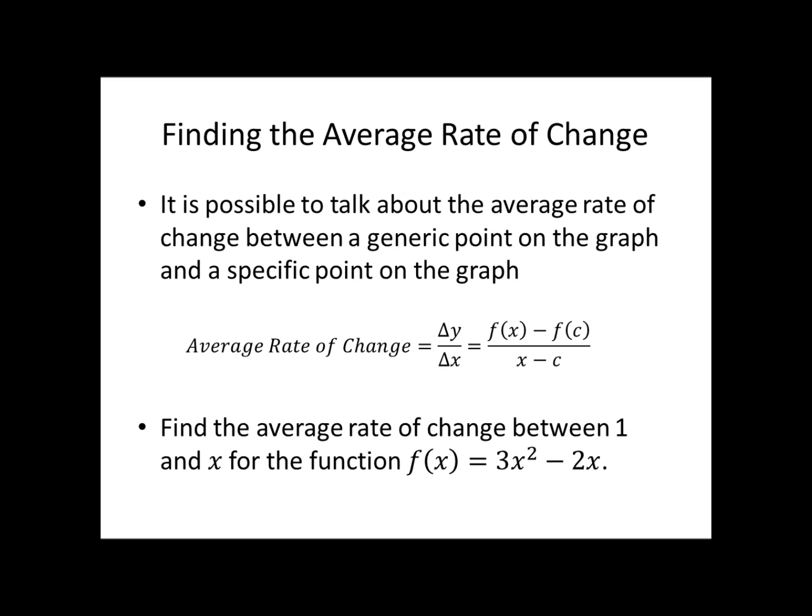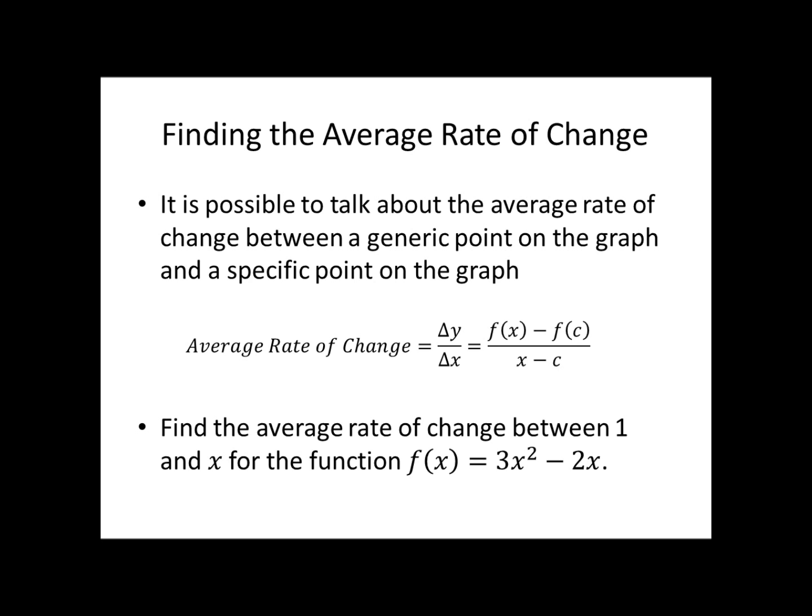Now it's possible to talk about the average rate of change between a generic point, x comma y, and a very specific point on the graph. We do that with this equation, which is still a slope equation. It's still a change in y over change in x, but our change in y takes our function with x's and subtracts from it a specific y value, f of c. The change in x on the bottom, again, takes a generic value, x, the variable, minus a very specific number.